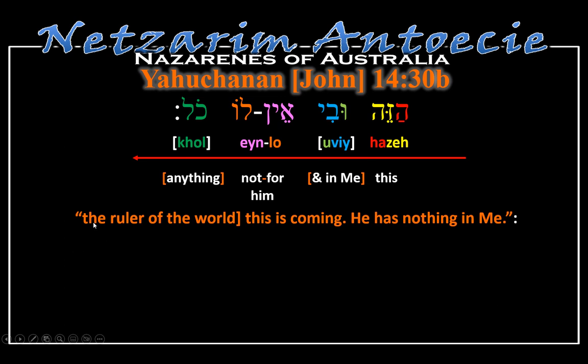So therefore in the English it's the ruler of the world. This, that means this world, is coming. He has nothing in me. And remembering that when it has this, it's like an adjective for world, because adjectives come after the noun, not before it. So the world this is coming. Right, now we will read that. Hazeh uvi ayin lo kol.